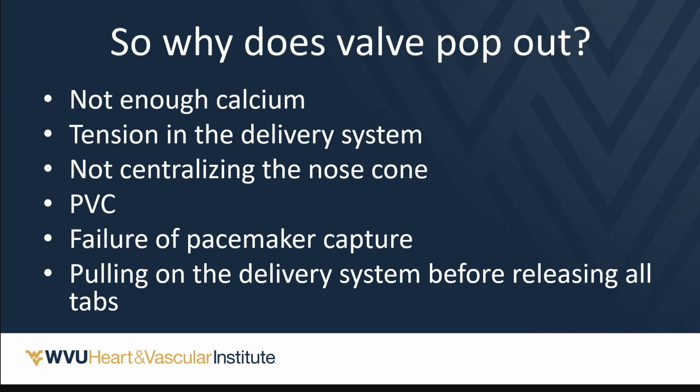So why does a valve pop out? One thing is not enough calcium. Number two, there's too much tension in the delivery system. As I showed you in those cases, the nose cone was not centralized. And sometimes there may be PVCs and failure of pacemaker capture, and pulling on the delivery system before releasing all the tabs. As you saw in the live case this morning, Dr. Ravinder Singh Rao was very careful in making sure the tabs were completely released.